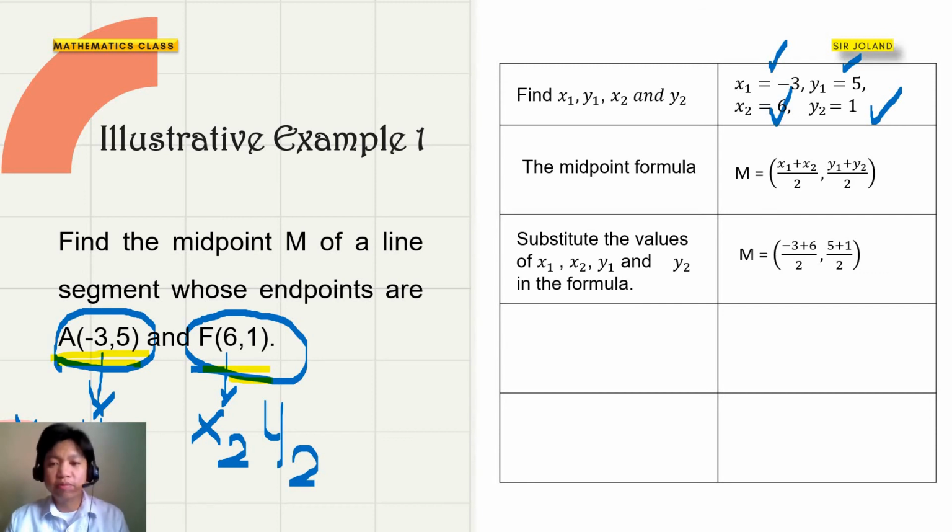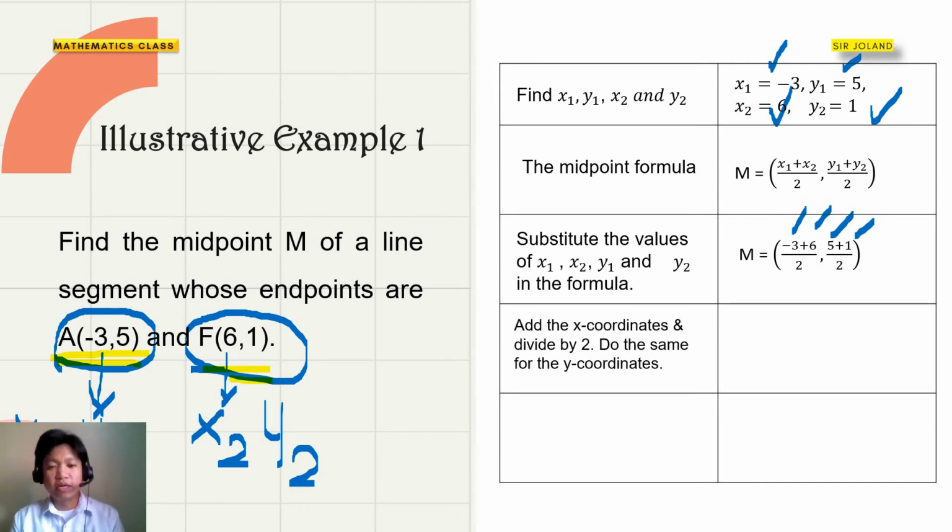Tingnan natin, ang x sub 1 ay negative 3. Tama. Okay, ang x sub 2 natin is 6, correct? And then ang ating y sub 1 is 5. And then ang ating y sub 2 is 1. Okay, and then divided by 2 sila. Okay, so yan. So, okay na. Tama na yung pagkakalagay natin.